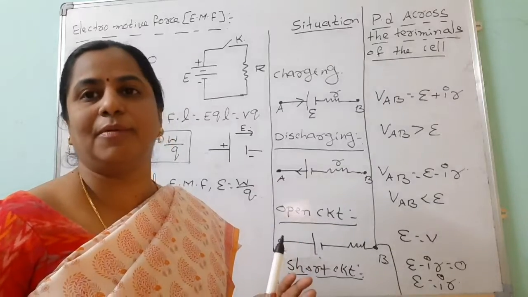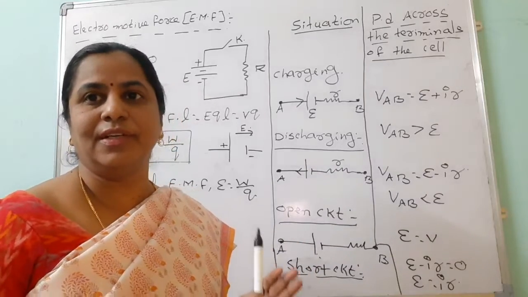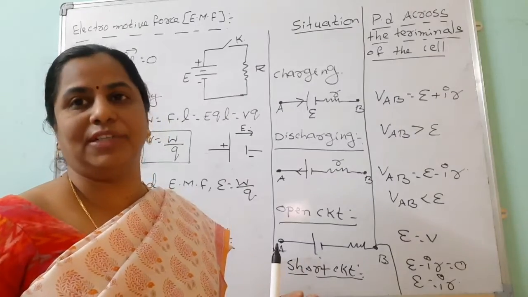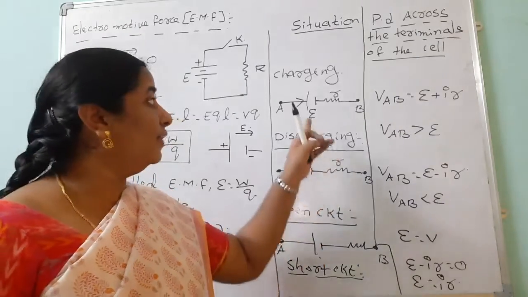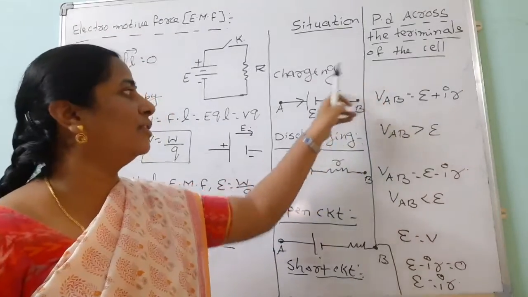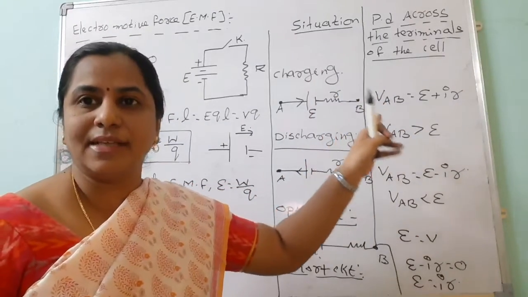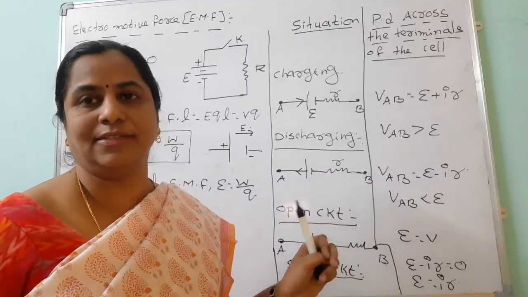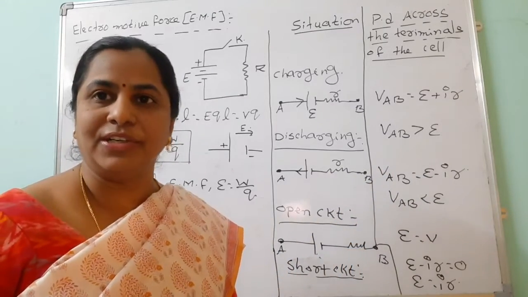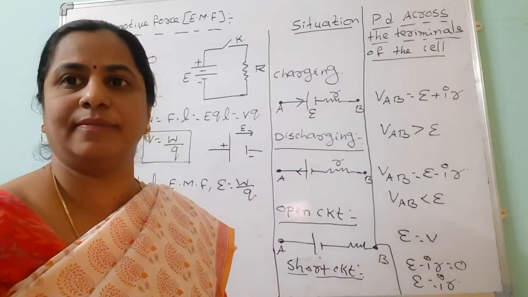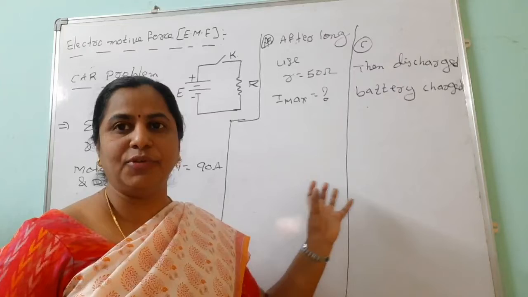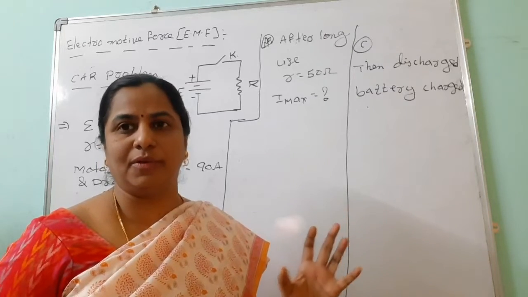Always remember that the electromotive force depends on the nature of the material. It is the cause of the potential difference. But the potential difference across any two points is the effect, and it depends on the external resistance. So that is the difference between potential difference and electromotive force. Based on electromotive force, now we are discussing a problem.